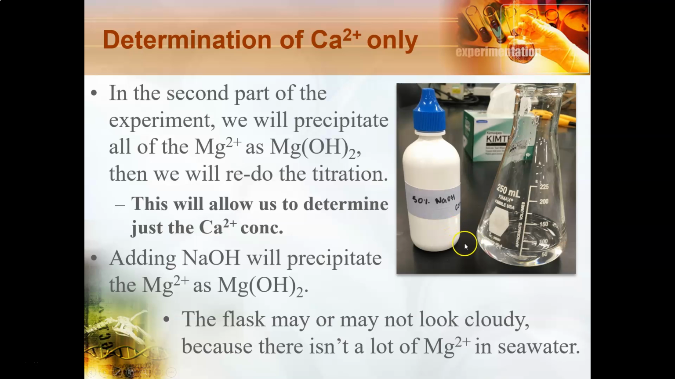So what happens here is we have our seawater here, and we add some drops of 50% sodium hydroxide, and that precipitates all the magnesium ions as magnesium hydroxide. The calcium ions are more soluble, so they don't precipitate. There's not a lot of magnesium in seawater, so you're supposed to get a white precipitate, but you might not see it very much. I think in this figure, maybe you can see that it's a little bit cloudy, but there's not going to be that much of it.